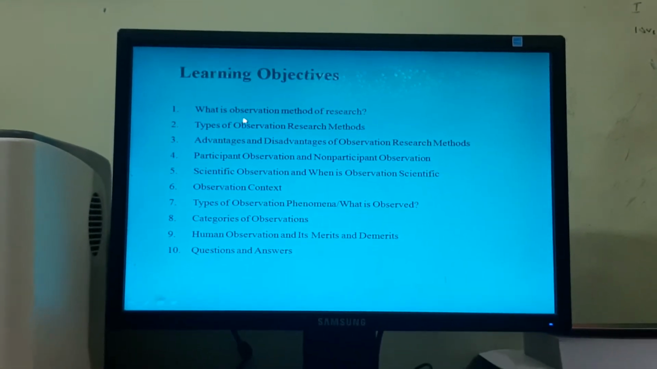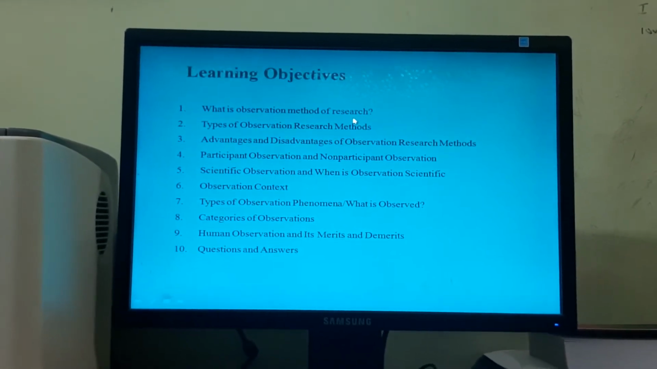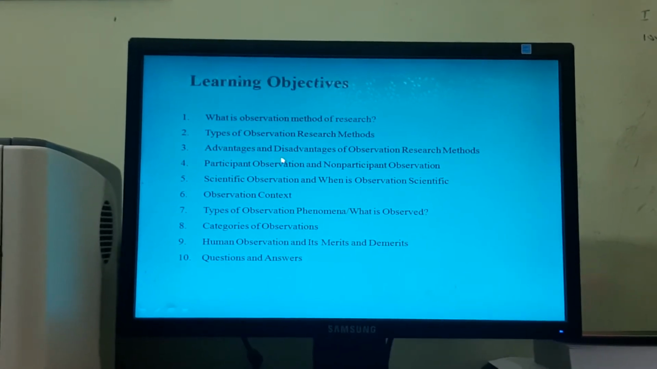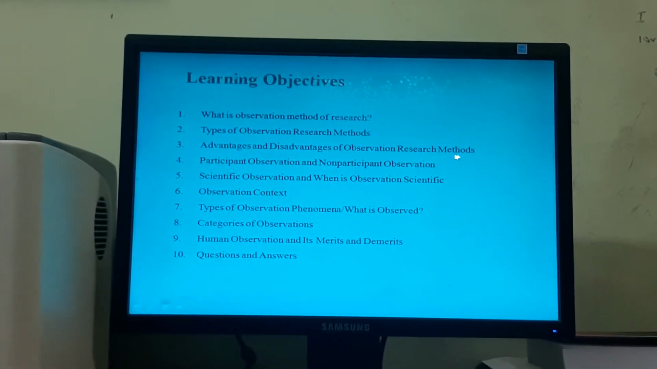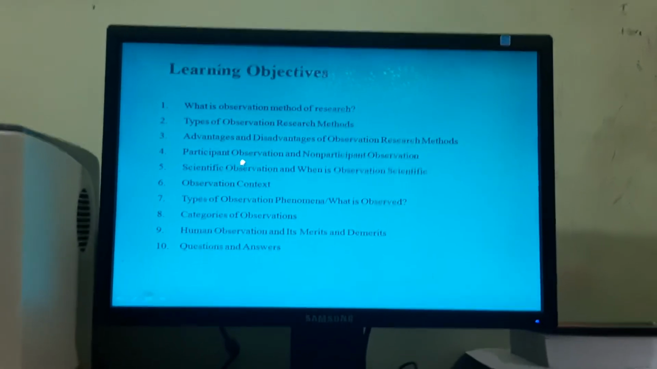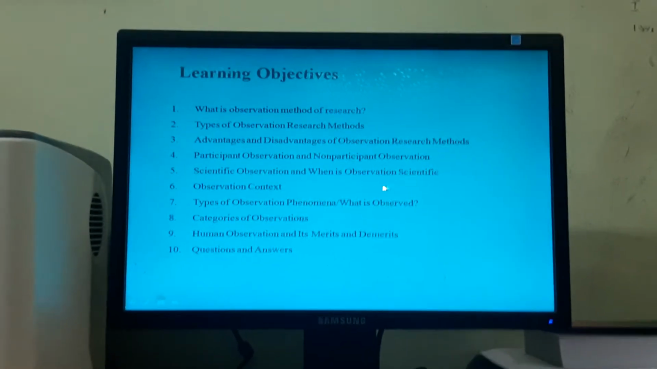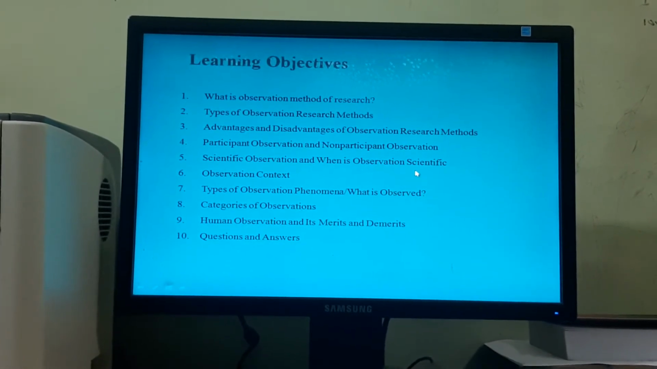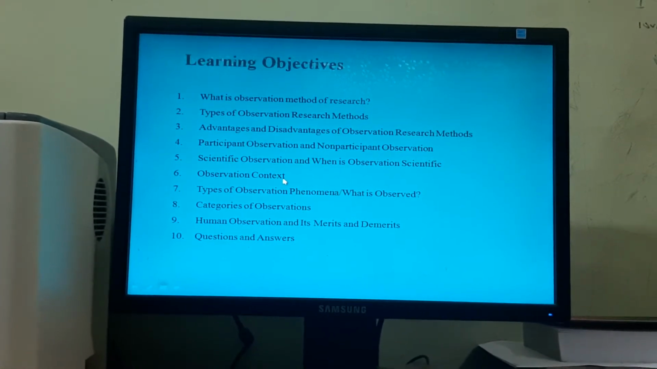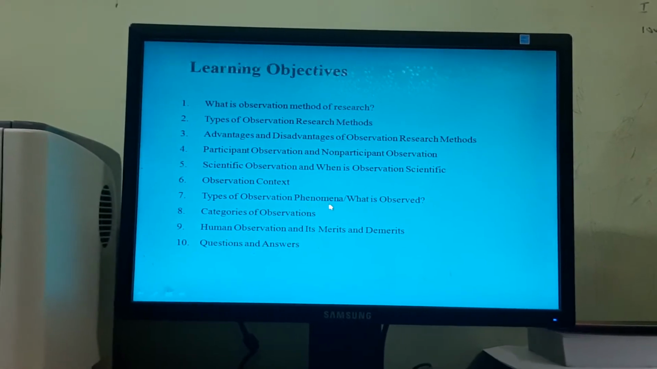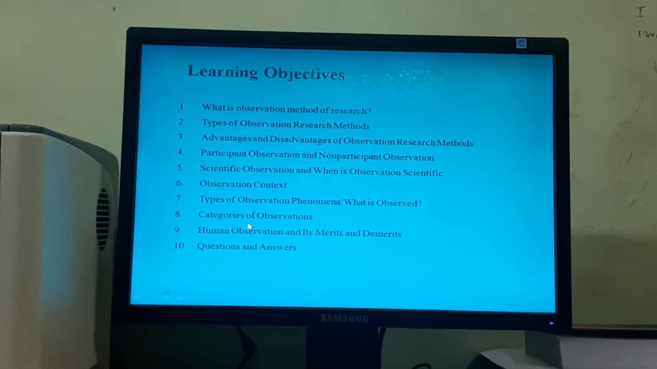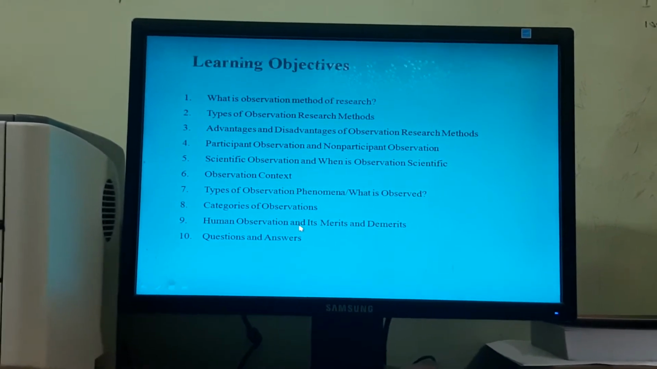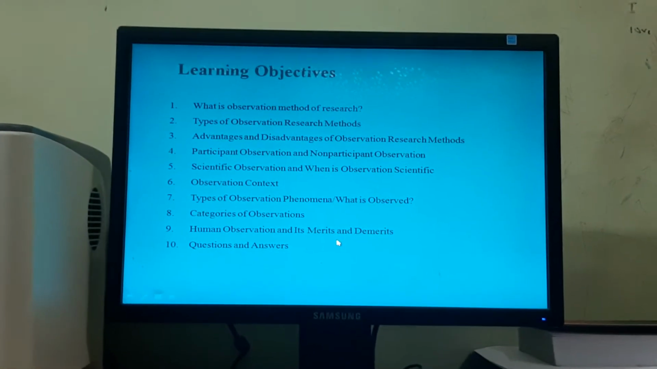There are: what is the observation method of research, types of observation research methods, advantages and disadvantages of observation research methods, participant observation and non-participant observation, scientific observation and when is observation scientific, observation context, types of observation phenomena or what is observed, categories of observations, and human observations and its merits and demerits.